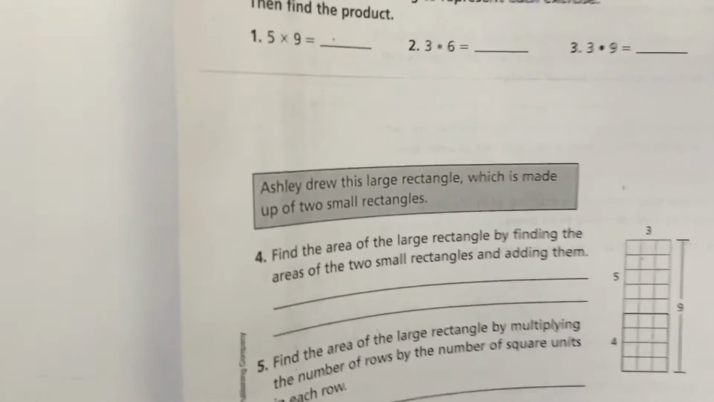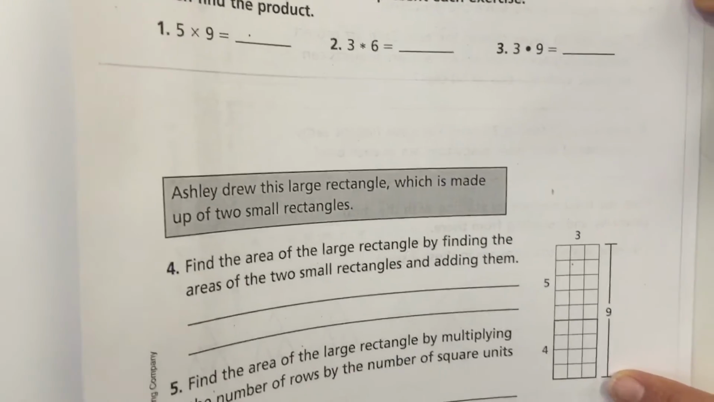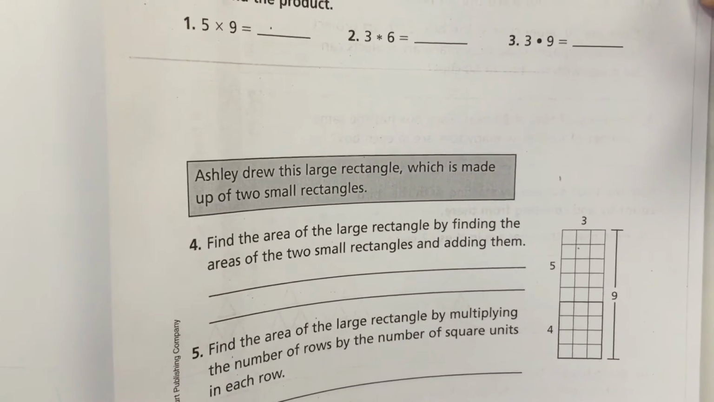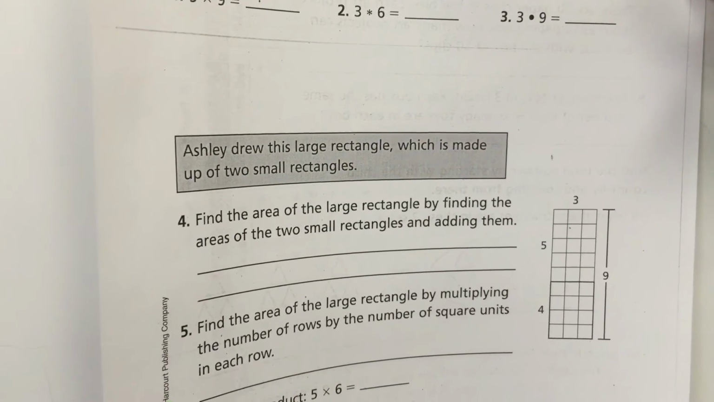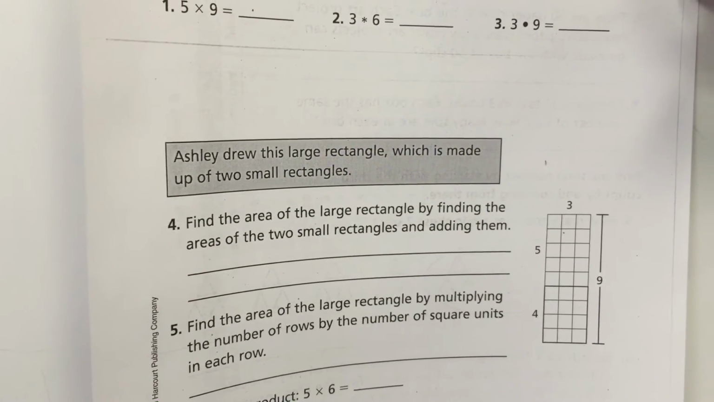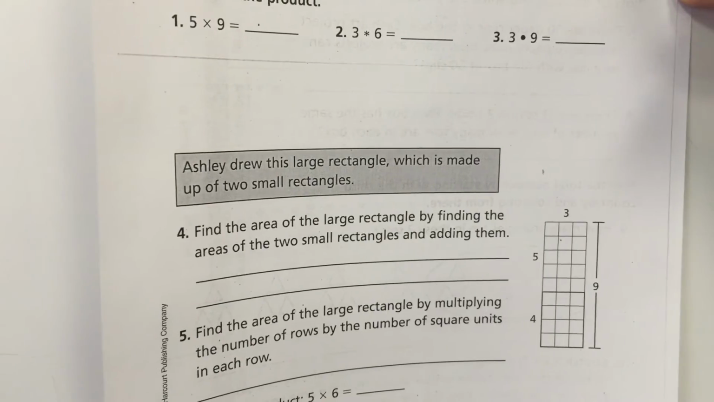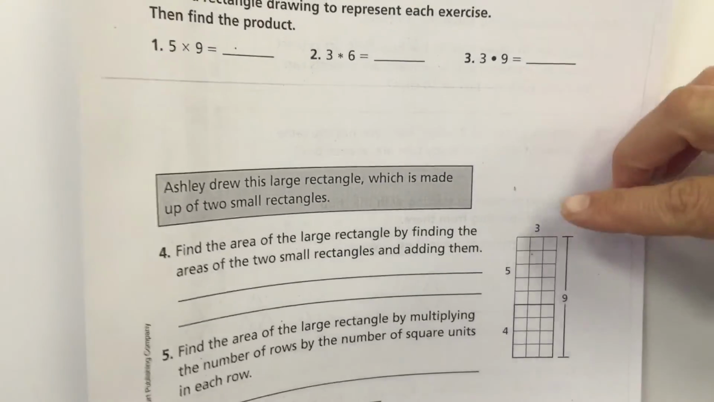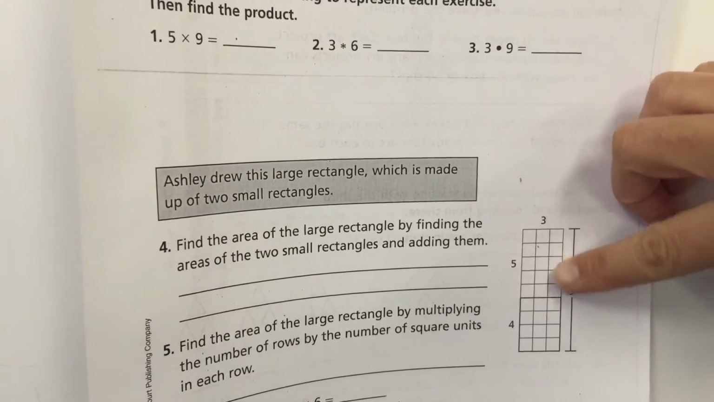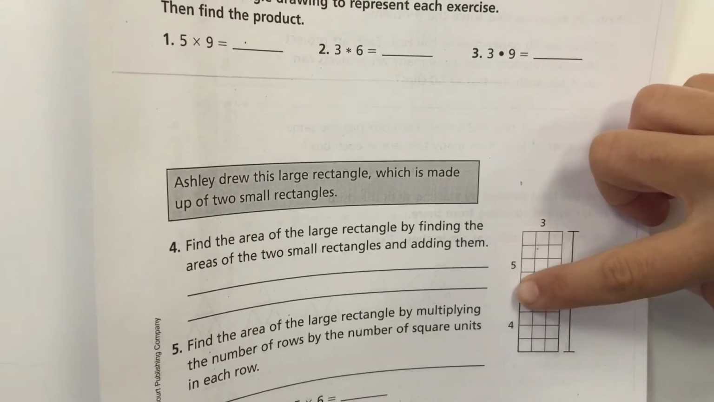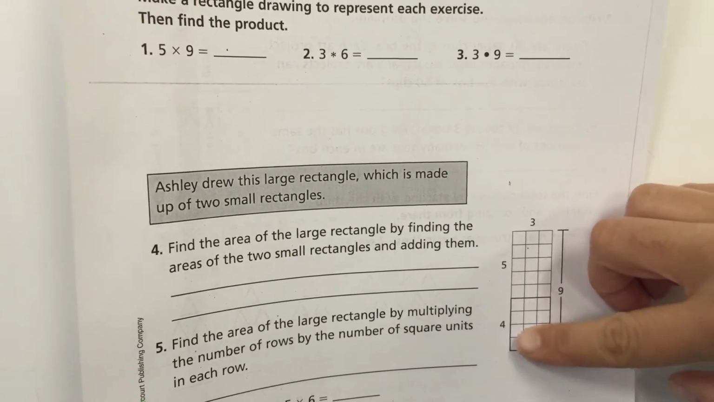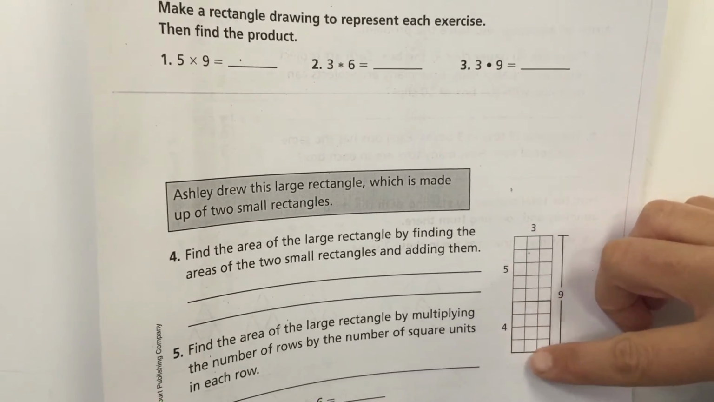For number 4, it says Ashley drew this large rectangle, which is made up of 2 small rectangles. And number 4 says find the area of the large rectangle by finding the areas of the 2 small rectangles and adding them up. This is a very abstract concept that we are just beginning to learn now, but basically we want the children to be able to find the area of the first top rectangle, which would be a 5 by 3, and then find the area of the bottom rectangle, which would be a 4 by 3.